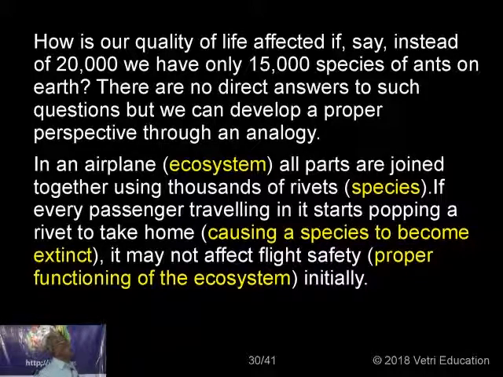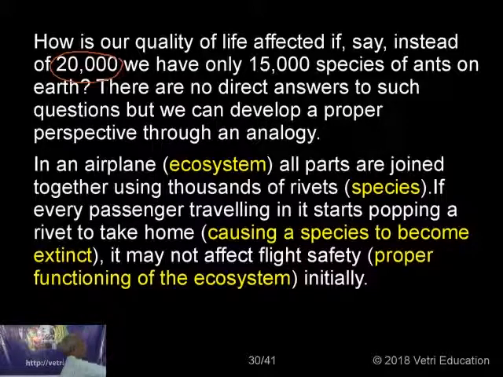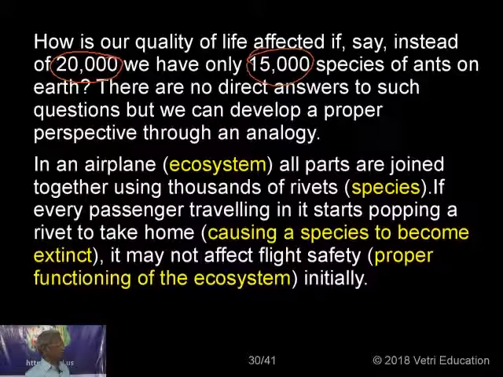How is our quality of life affected if instead of 20,000 we have only 15,000 species of ants on earth? There are no direct answers to such questions, but we can develop a proper perspective through an analogy. So it's a very interesting question in ecology. You are asking, sir, in a place instead of 20,000 species, you have only 15,000. How is it going to affect human society? I can't answer your question satisfactorily. If instead of 20,000 you only have 15,000, how much you will be affected or benefited, I can't answer.